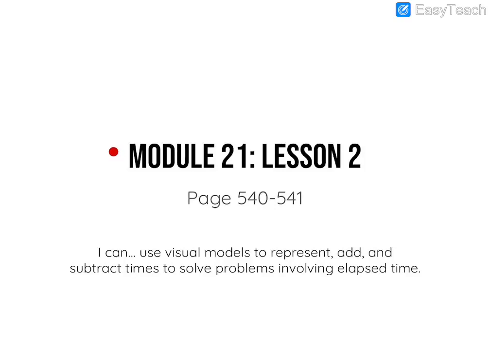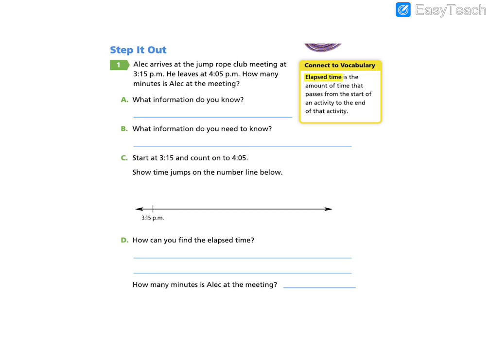Welcome to Module 21, Lesson 2. In this lesson, we're going to use visual models to represent, add, and subtract times to solve problems using elapsed time. So in these lessons, we're going to be finding the elapsed time, the time between something happening. All right, so let's look at our first problem.